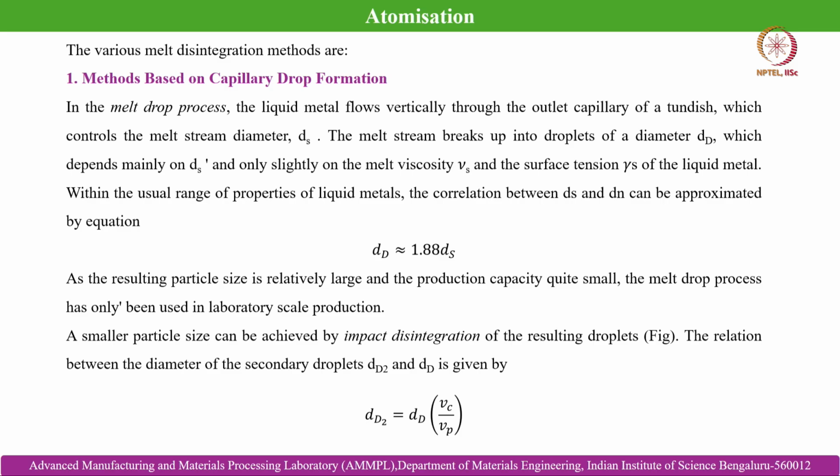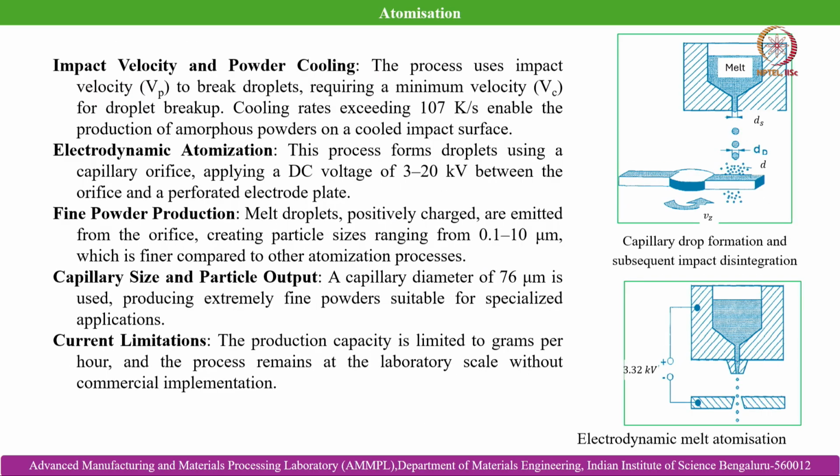Within the usual range of properties of liquid metals, the correlation between ds and dd, the droplet diameter, can be approximated by this equation: the droplet diameter is approximately 1.88 times the diameter of the melt stream that is coming out from the tundish.